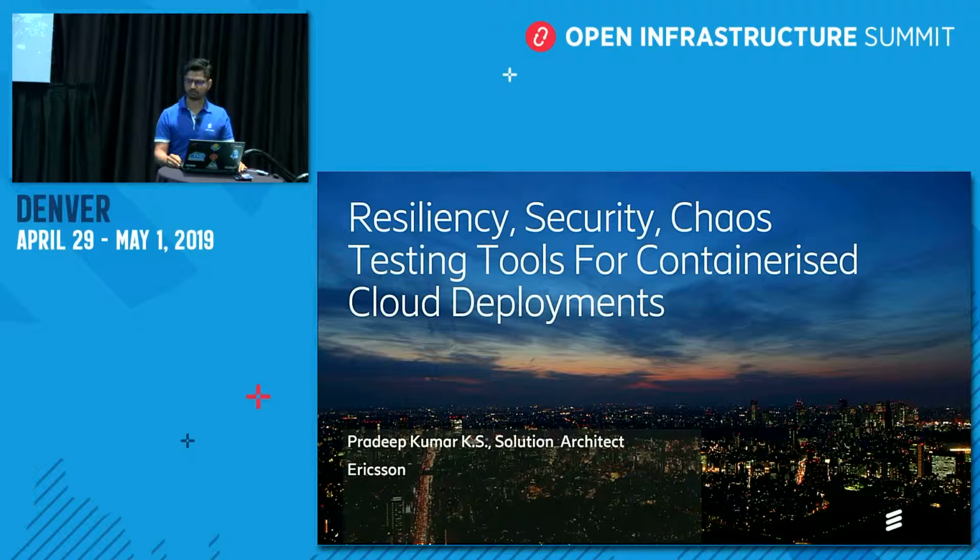Okay, good afternoon, everyone. Today we are going to talk about the resiliency, security, and chaos testing tools for container cloud deployments. Before we begin this session, let me introduce myself.